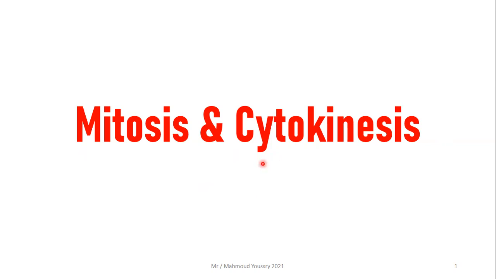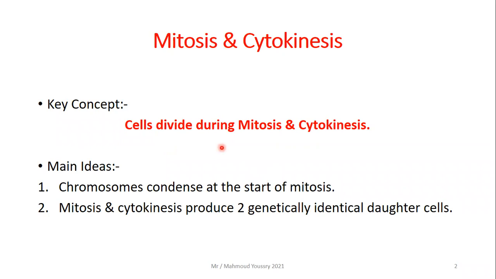Our key concept for today's lesson is that cells divide during mitosis and cytokinesis. The main ideas: number one, chromosomes condense at the start of mitosis. Number two, mitosis and cytokinesis produce two genetically identical daughter cells. These are the new cells that the cell obtains after cell division.